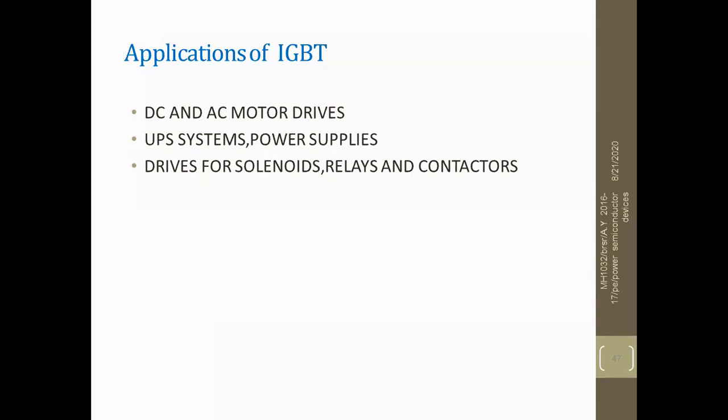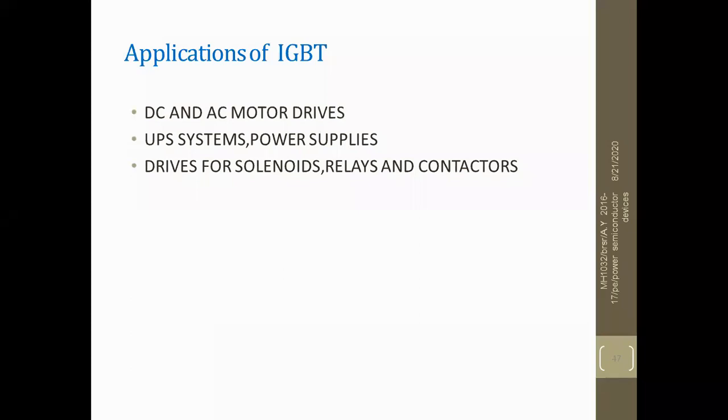Next one, UPS systems, uninterruptible power supplies. They must use IGBTs and also some MOSFETs, and power supplies, and drives for solenoids, relays, and contactors. In electrical power distribution systems, we use relays for operating the circuits. Here, IGBTs are used for the highest ratings. I will explain the highest ratings also.